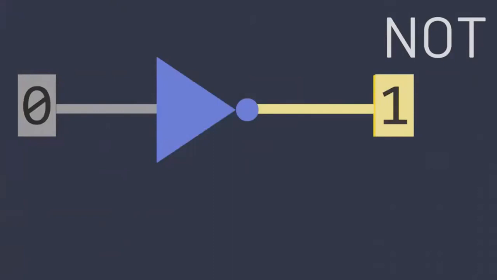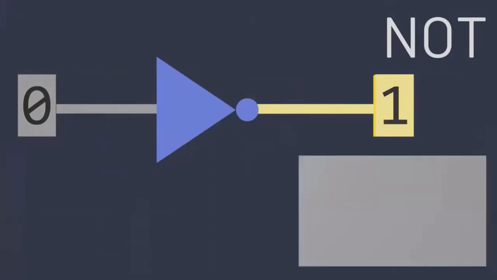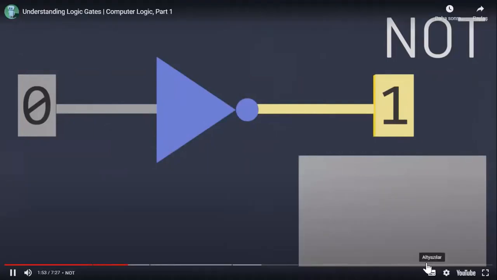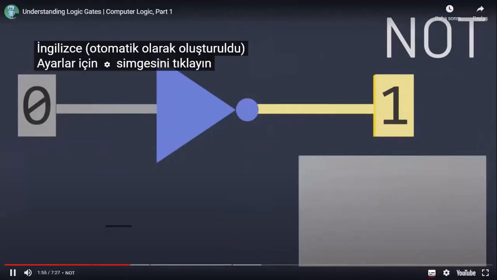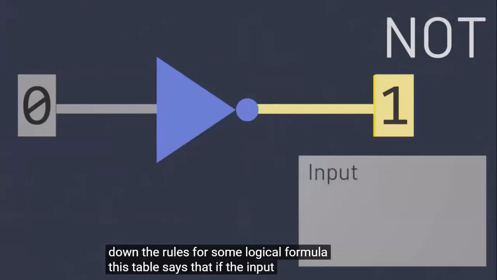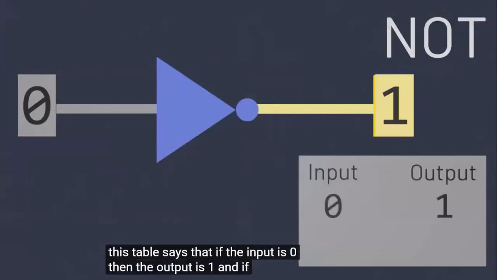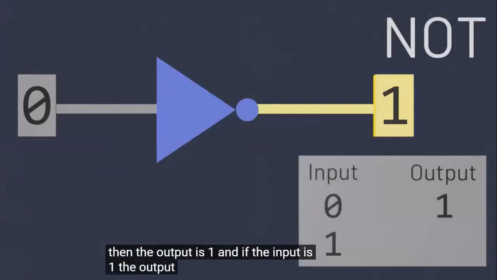To represent the logical rule this gate obeys, we can draw a truth table, which is just a way of writing down the rules for some logical formula. This table says that if the input is 0, then the output is 1, and if the input is 1, the output is 0.